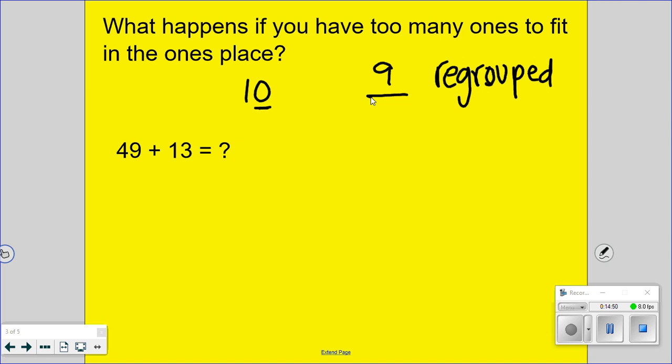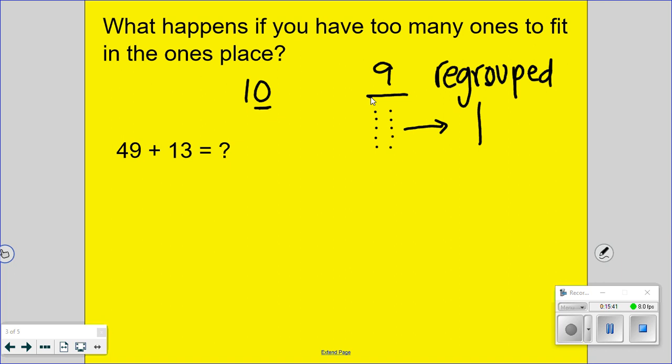So what happened is if we had 10 ones, we know that we can't squish a tens into the ones place. We regroup, we rearrange that into a tens rod. So if we have too many ones in our ones place to squish in there, we regroup them so that we can make those tens, and then they can go in the tens place. Our value is still the same. We're not changing anything. We're just making it look a little different.